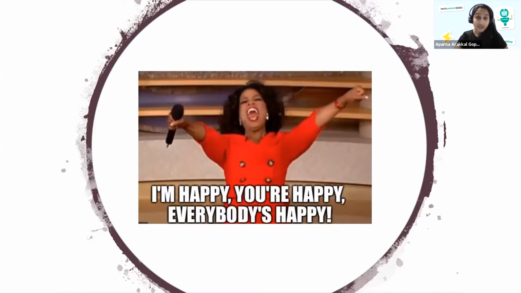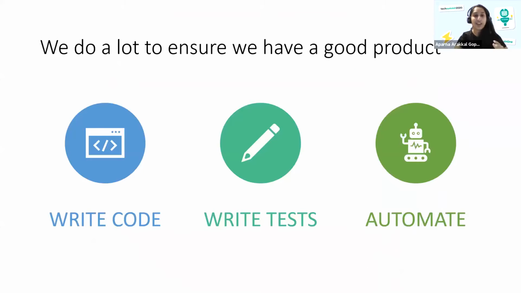We work hard to make sure we have a good product. We write code if we are building an application. Even if we are not building an application, we are doing something else, we test it. If we are cooking something, we taste it, right? And before we serve it to someone else, we taste it. We make sure that it's fine. Similarly, for any application as well, we write tests, we automate a lot.